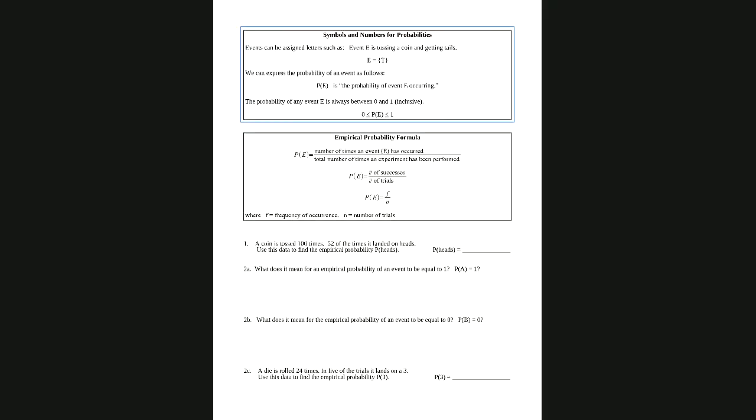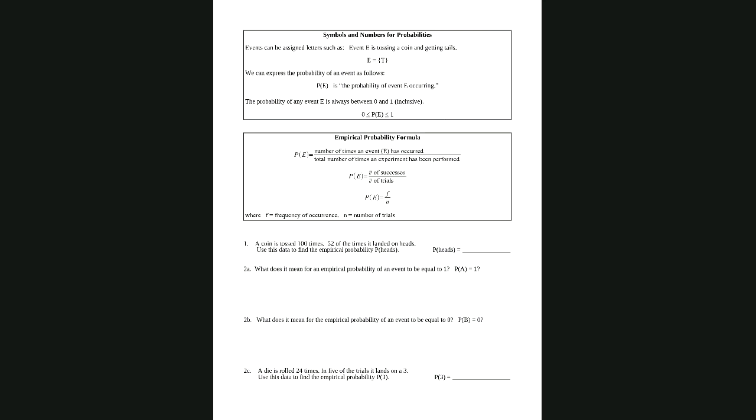In order to describe probabilities mathematically, we're going to use some new notation. First of all, we can let letters stand for events. Here, in my example, I let the letter E stand for the event tossing a coin and getting tails. We can also write the probability of event E occurring by putting E inside parentheses and putting a P in front. That is read the probability of event E occurring. And this probability will always be between 0 and 1. It could include 0 or 1.